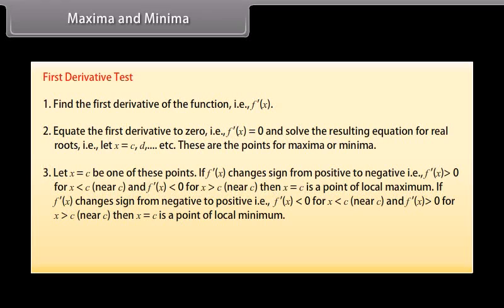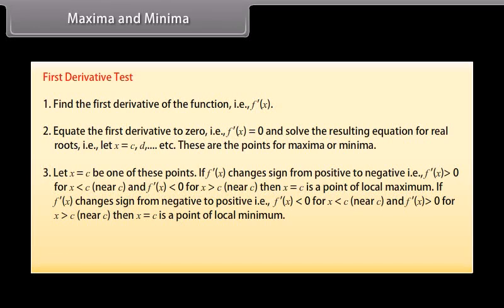If f'(x) changes sign from positive to negative, that is, f'(x) > 0 for x < c near c, and f'(x) < 0 for x > c near c, then x = c is a point of local maximum.